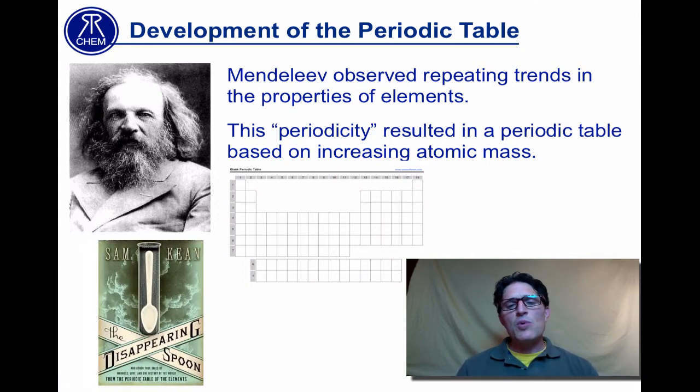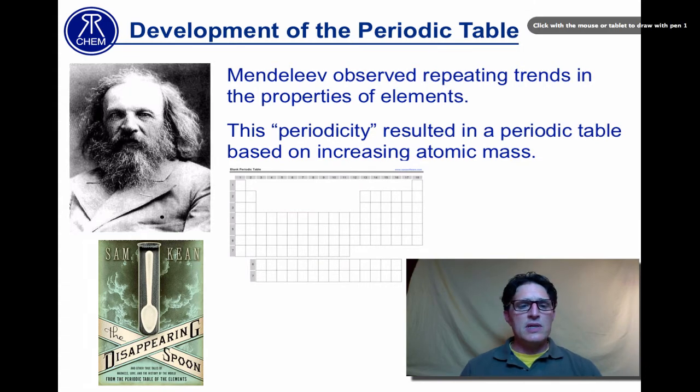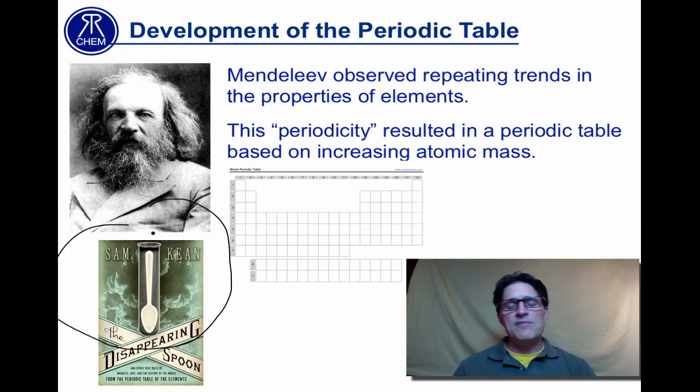If you want to get more information about the periodic table and its discovery and the fascinating stories involved in the discovery of the different elements, this is a great book called The Disappearing Spoon. It's a recent book, very easy read. For those of you who are interested, I would highly recommend it.